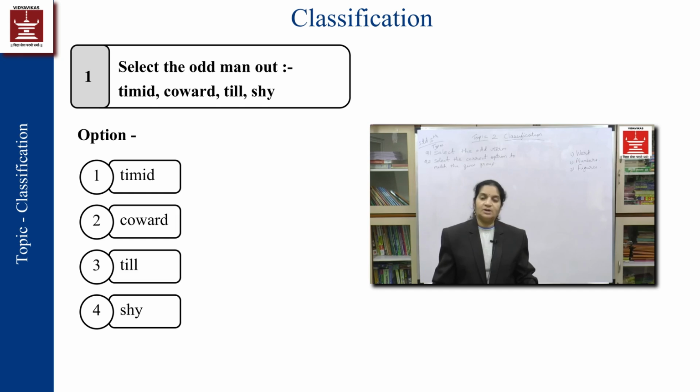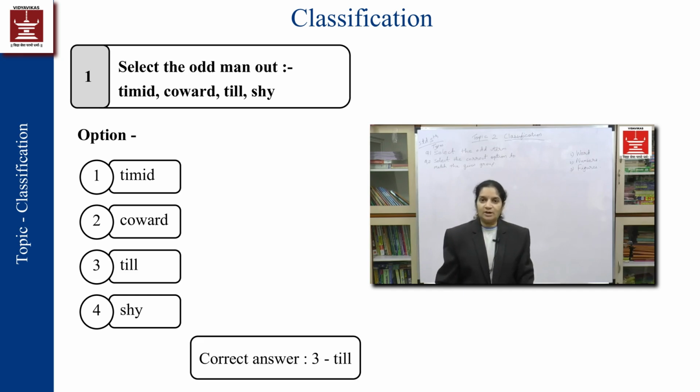Yes. So here what knowledge am I using? I am using the word meaning of that particular word. So all these are synonyms. Timid, coward and shy are the words which have the same meaning. So these three options are going to be the same, whereas option number 3, which is 'tall', is going to be different, which is not fitting in the particular group. It's an odd man out, we say. Okay. So here the correct answer would be option number 3.